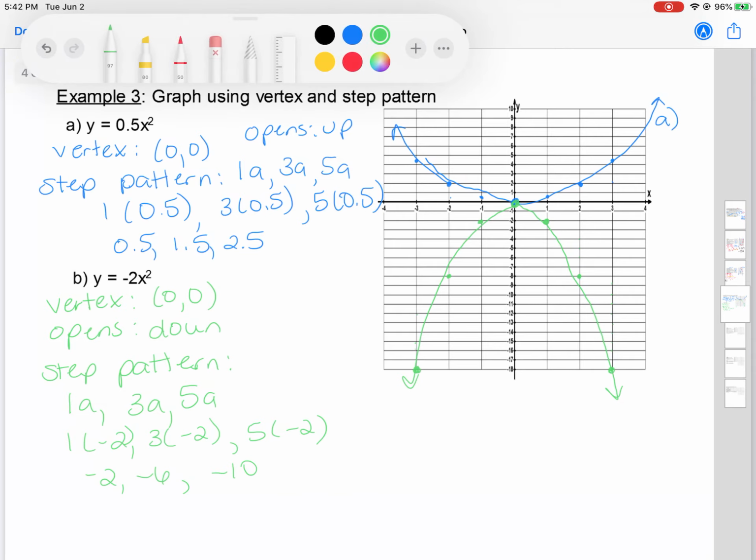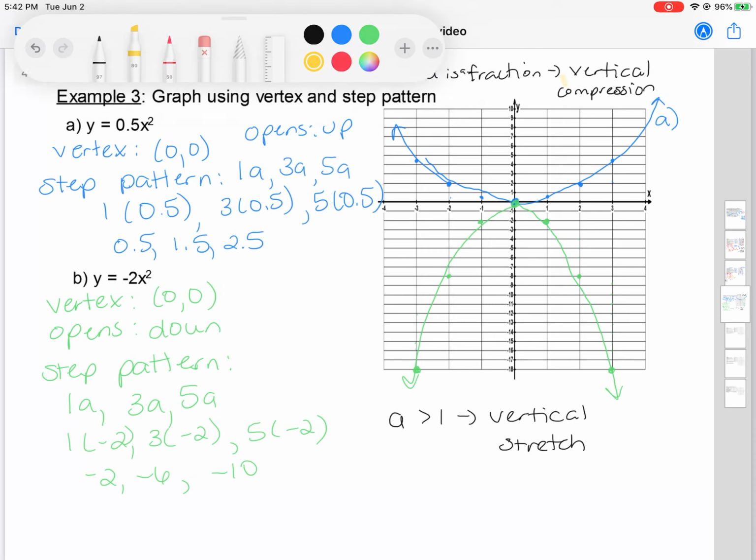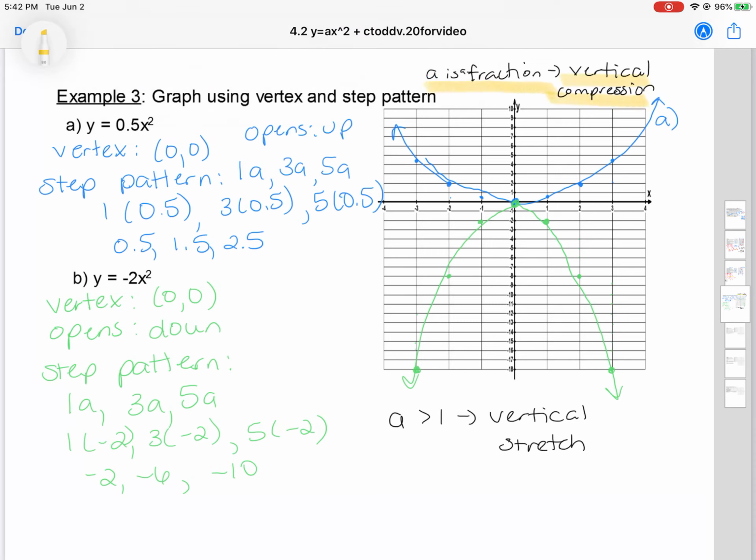Okay, so if you want, this is called when you have a fraction. Then it's called a vertical compression. And when a is greater than 1, it's called a vertical stretch. So nearing the end of this unit, we'll use those words more often, but you might as well get used to it now. Okay?